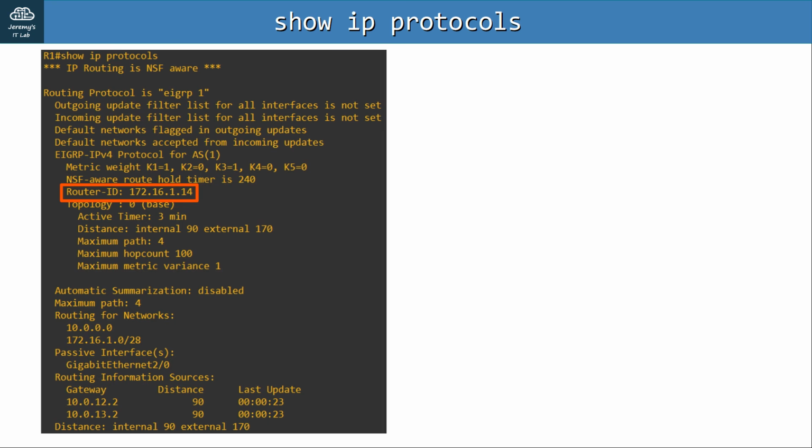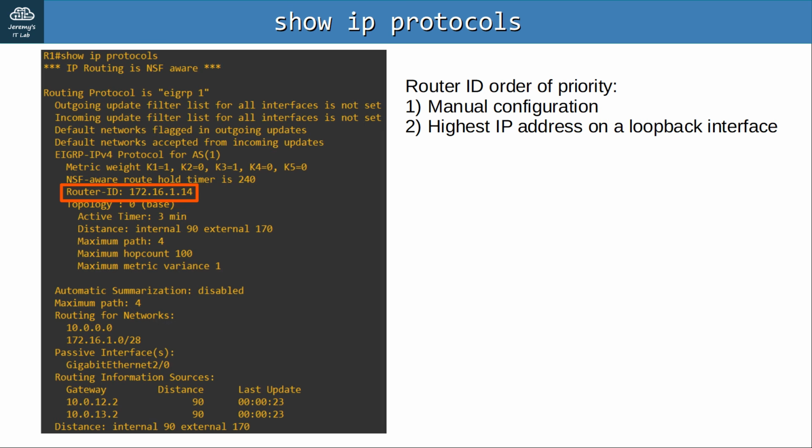Next up is the router ID. In EIGRP and OSPF, the router has a unique router ID, which identifies it within the AS. Notice that the default on R1 is 172.16.1.14. Why is that? Well, the router ID is determined like this. First up, if the router ID is manually configured, that will be the router ID. If the router ID isn't manually configured, the highest IP address on any of the router's loopback interfaces will be the router ID. Loopback interfaces are virtual interfaces inside the router. I'll talk about them more in the OSPF videos.